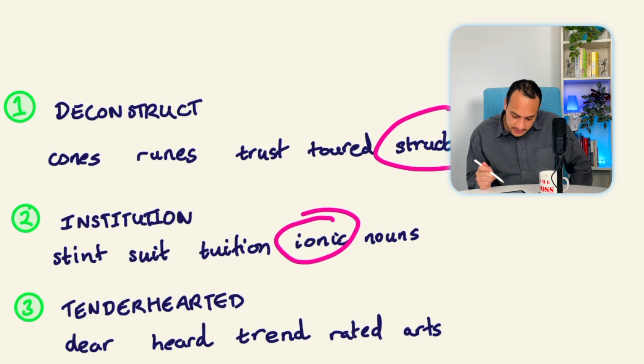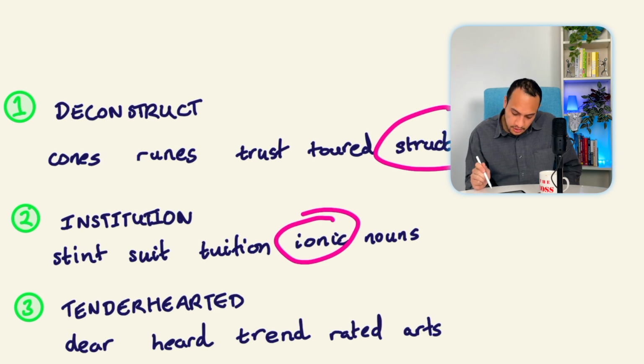Next, tender-hearted. So we've got dear. Dear can be formed, so that's okay. We've got heard. So we've got hear in the center of the word, tender-hearted here, and then we've got a D at the end, so that can be formed. We've got trend, TREND, that can be formed. Then we've got rated, RATED, so that can be formed. And then we're left with art.